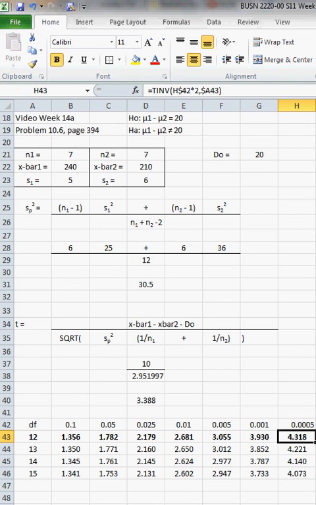Okay, that's all there is to this. Just a little bit more arithmetic, but the process is exactly the same. All right, let's move on to video B, and we'll do yet another problem.